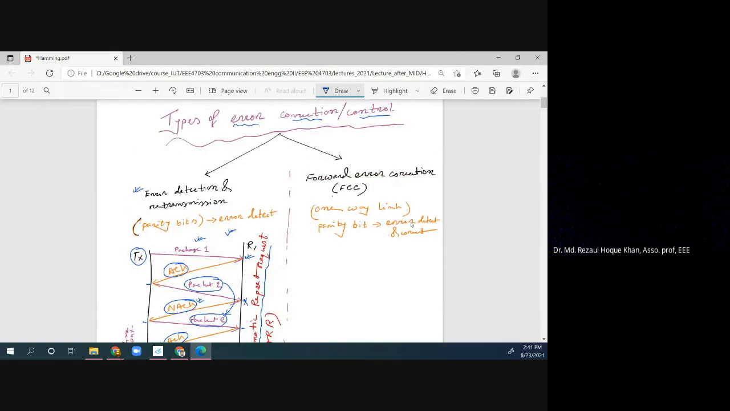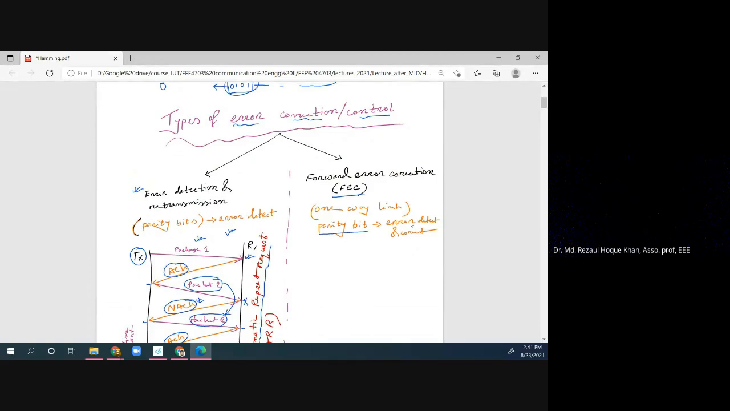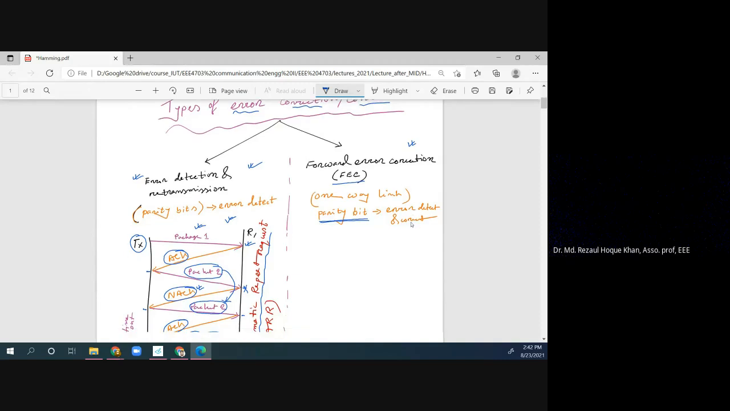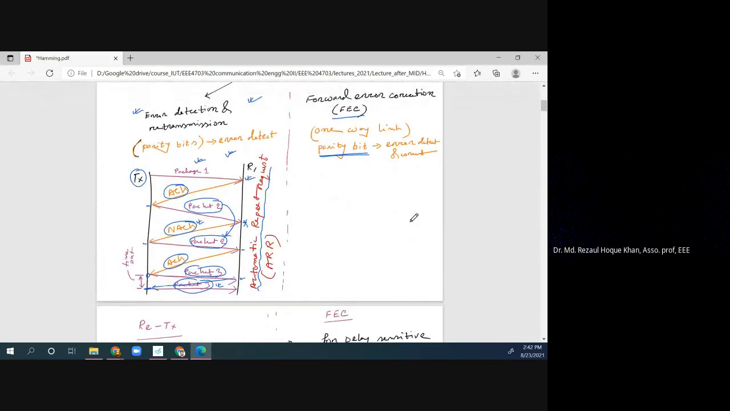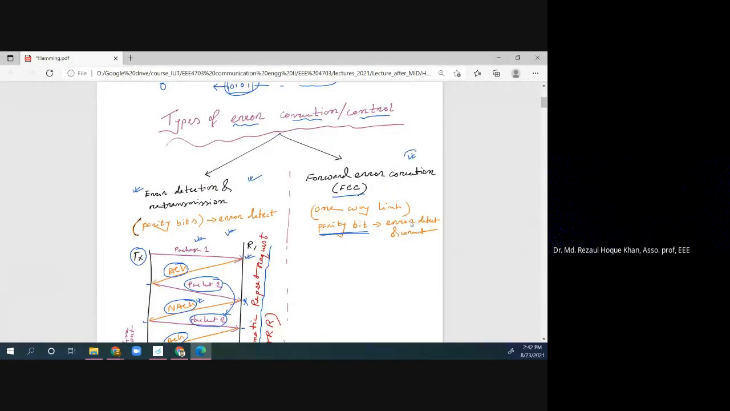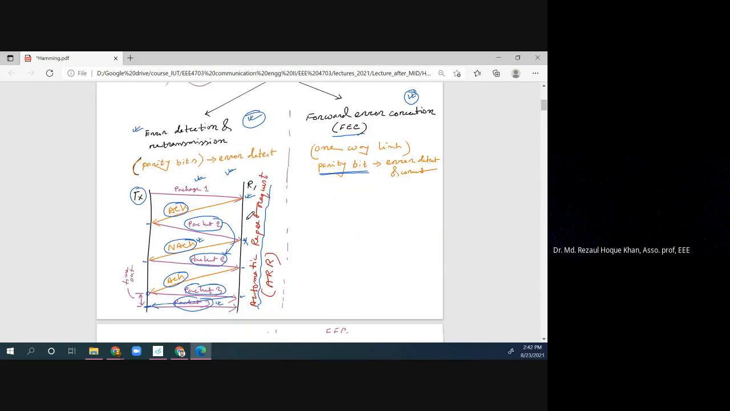So the alternative is the forward error correction mechanism. What we do here is add a parity bit in our message. This is a delay sensitive mechanism. Retransmission is delay insensitive. If you do not care about delay, then you will use retransmission, because retransmission takes time.